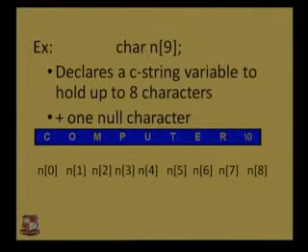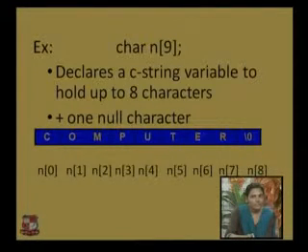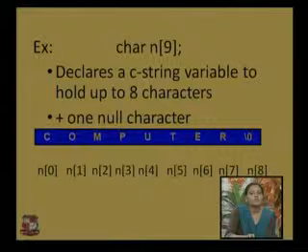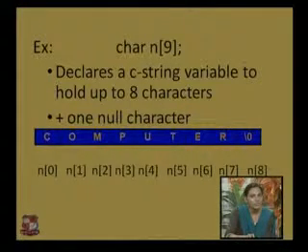It will be stored in the array, starting from the 0th position. The positions are represented from 0 to 8. So 9 means the number of characters that can be stored in the string. Okay, so at position n of 0, the first character C will be stored. Now onwards, at n of 1, that is position 1, the next character O will be stored, then M, and it will follow the same pattern up to n of 7.